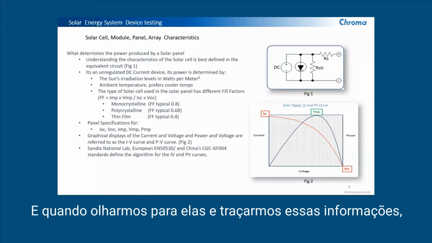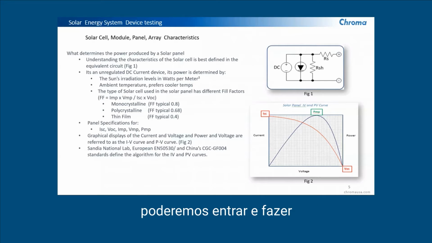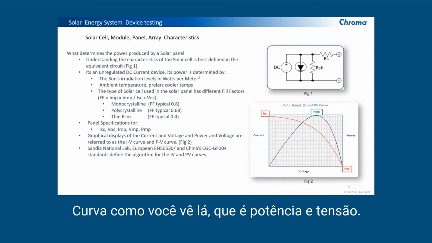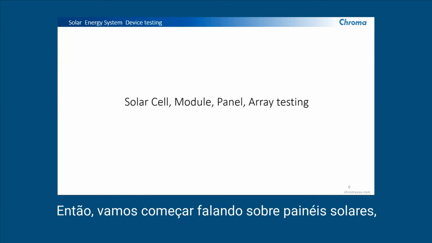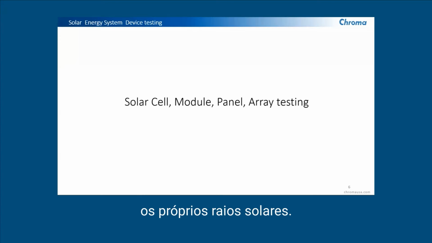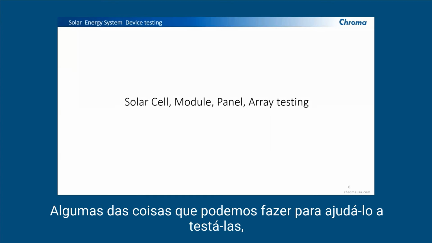When we look at these and plot that information, we're able to go in and do the curve by plotting it, which gives you the voltage and current curve, the IV curve, and also the power curve, the PV curve, as you see there, which is power and voltage. So we're going to start with talking about the solar panels, the solar arrays themselves, and some of the things that we can do to help you test those.